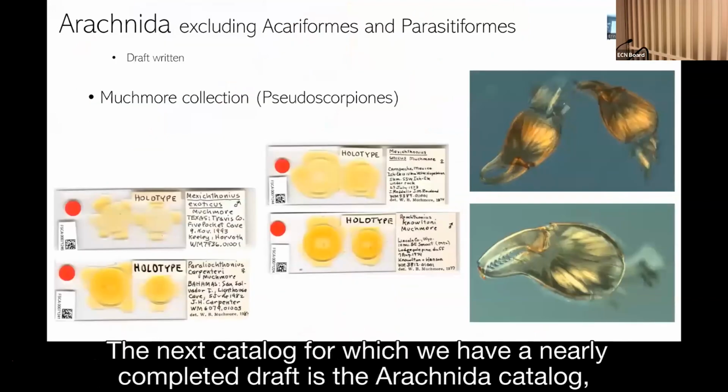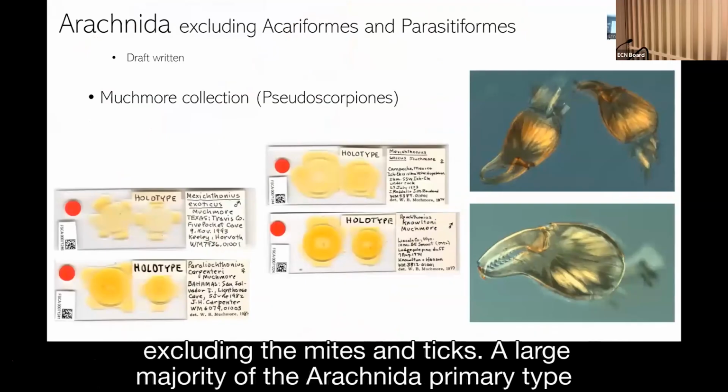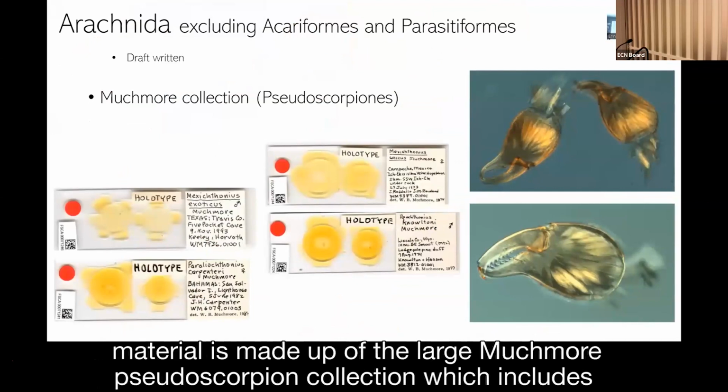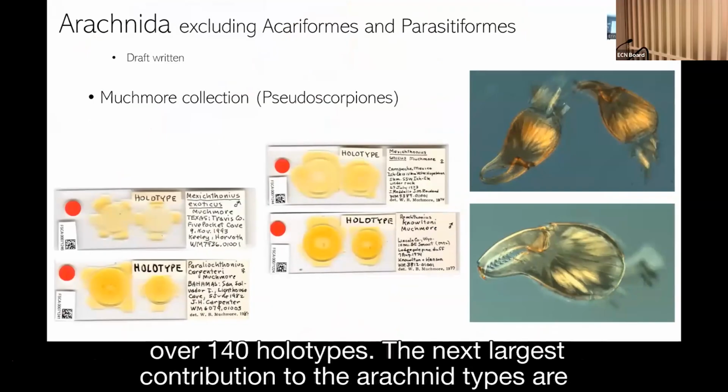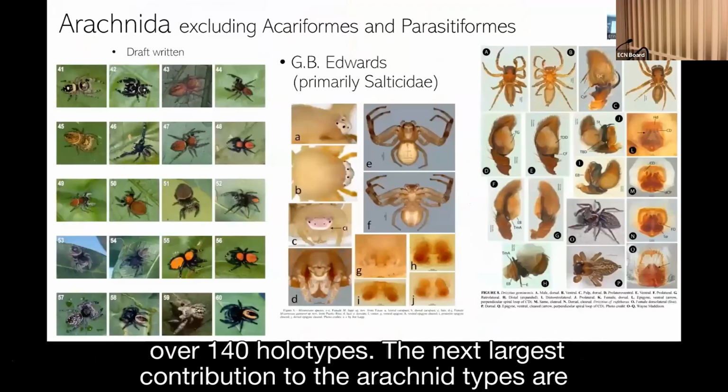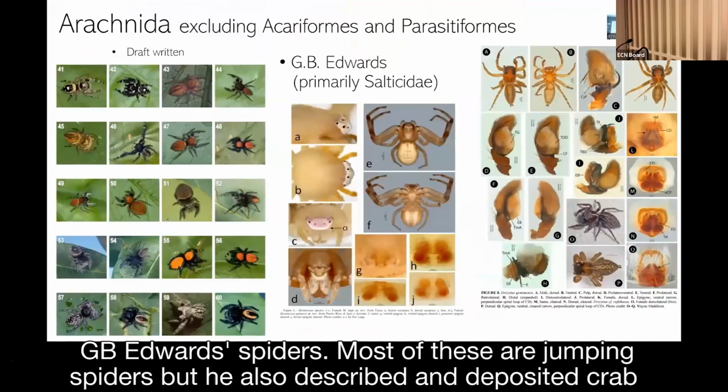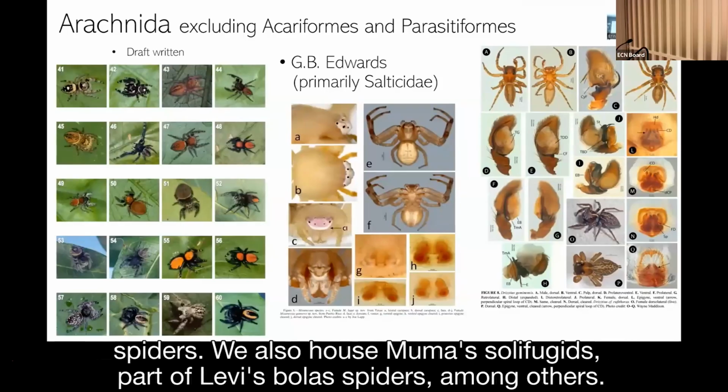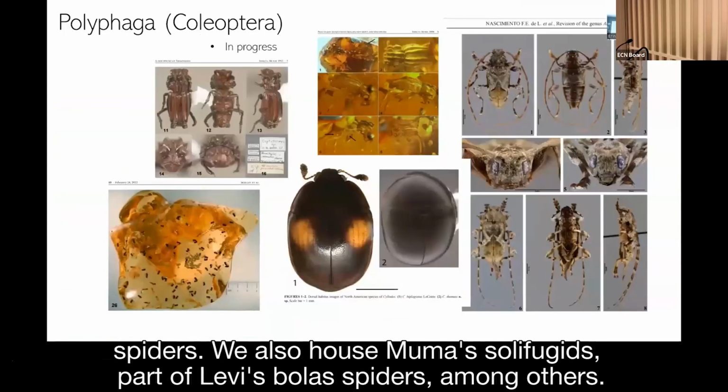The next catalog for which we have a nearly completed draft is the Arachnida catalog, excluding the mites and ticks. A large majority of the Arachnida primary type material is made up of the large pseudoscorpion collection, which includes over 140 holotypes. The next largest contribution to the arachnid types are G.B. Edwards' spiders. Most of these are jumping spiders, but he also described and deposited crab spiders. We also house Muma's solifugids, part of Levi's bolus spiders, among others.